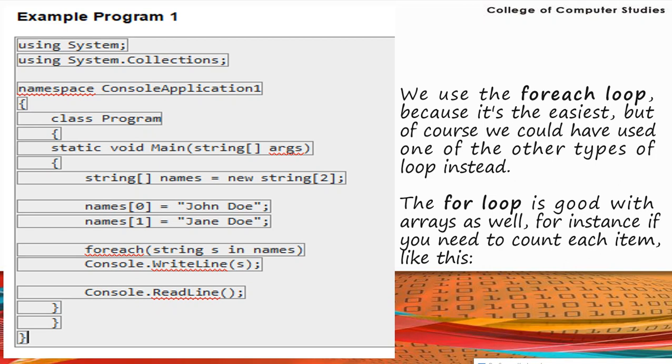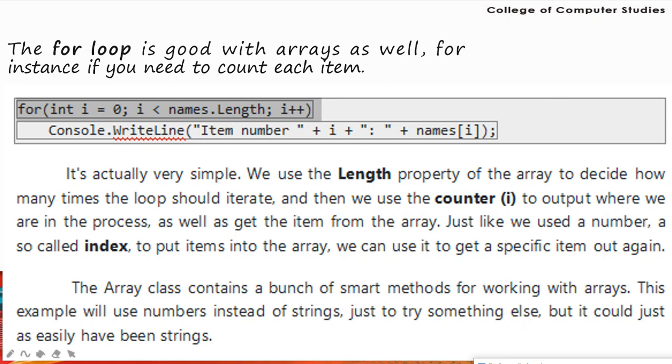So we use the foreach loop because it's the easiest. But of course, we could have used one of the other types of loop. The for loop is good with arrays as well. So for example, here, you need to count each item. So I use names.Length. Okay, we use the length property of the array to decide how many times the loop should iterate.